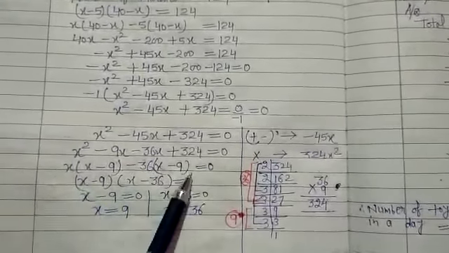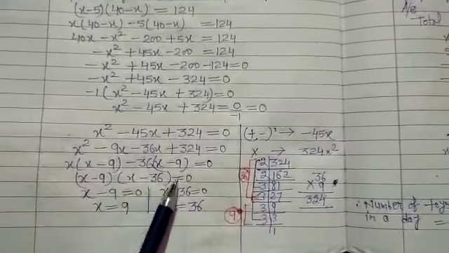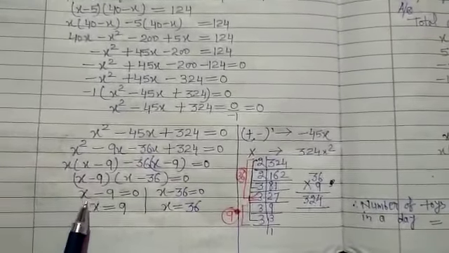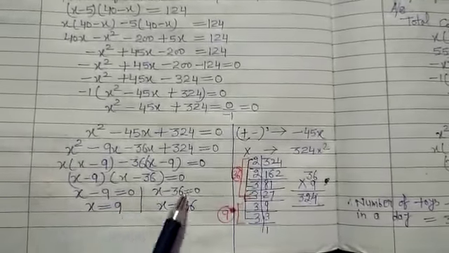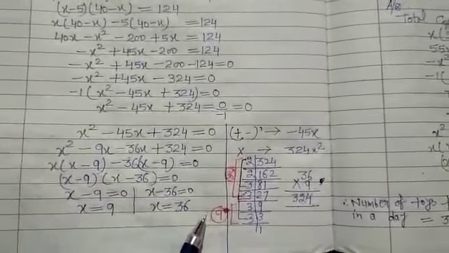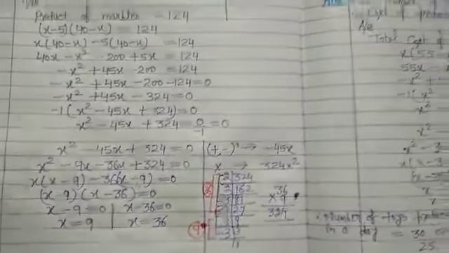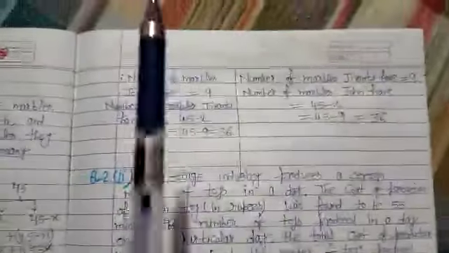So x minus 9, this factor is common here. What is left here? x minus 36. So two values of x are coming. x minus 9 is equal to 0, so from here x equals 9, and from the second factor x equals 36. So both the values are acceptable, and we have the two answers here.